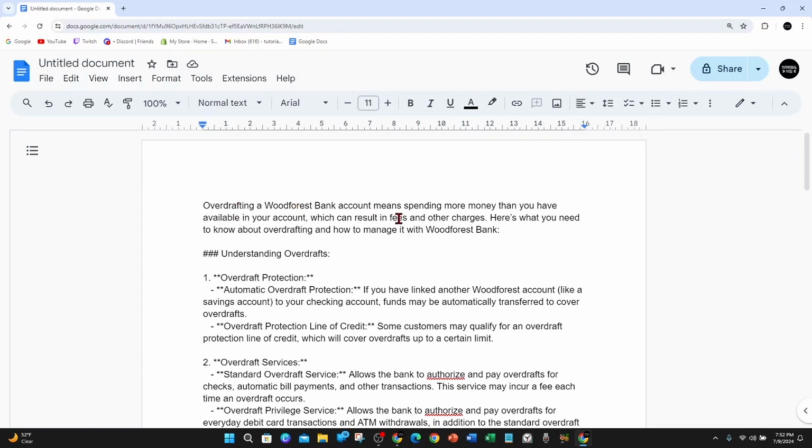Alright, so overdrafting a Woodforest bank account means spending more money than you have available in your account, which can result in fees and other charges. Here's what you need to know about overdrafting and how to manage it with Woodforest Bank.